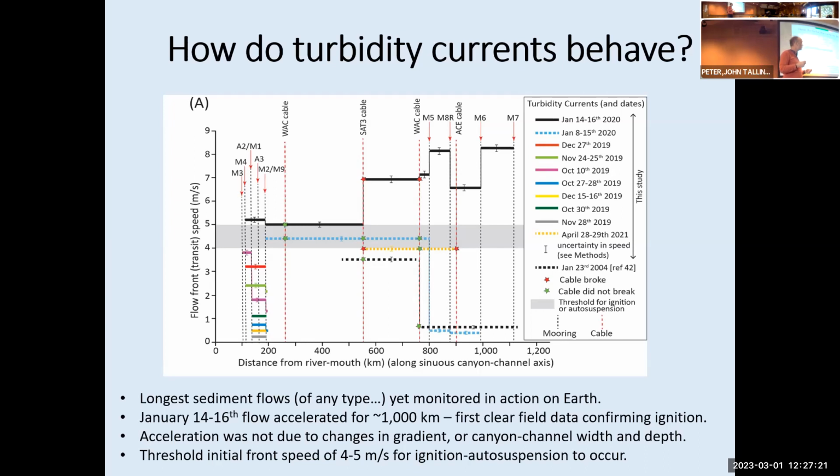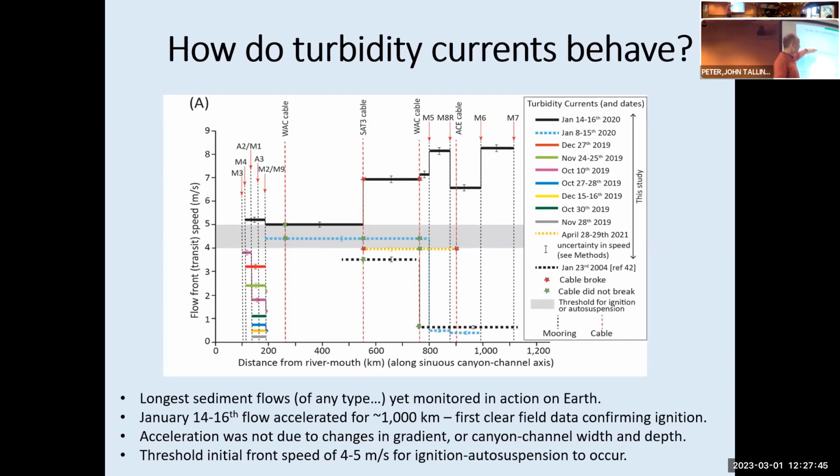And this is probably the first time, at this scale of flow for sure, that there's really clear evidence they can accelerate. But as you can see, it's gone from 5 to 8 meters per second. It's taken over 1,000 kilometers to do that. So it is increasing in speed, but considering the distance involved, it's not a particularly rapid increase, spatially rapid increase.